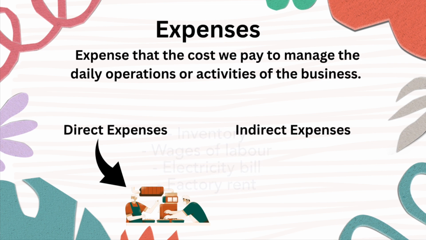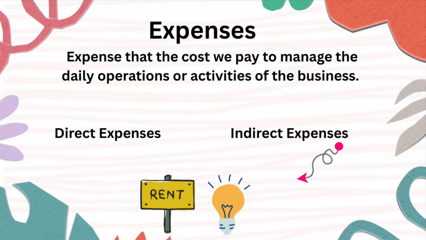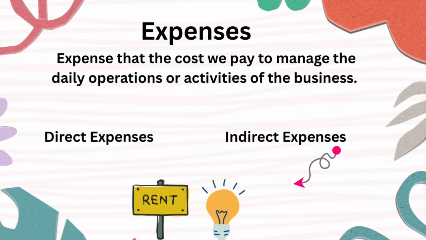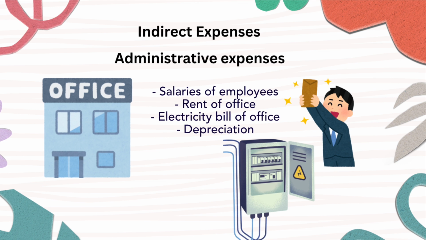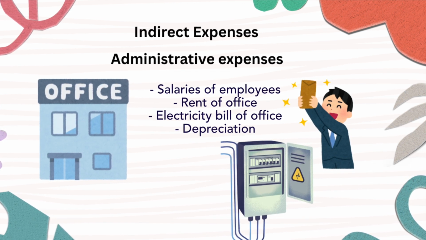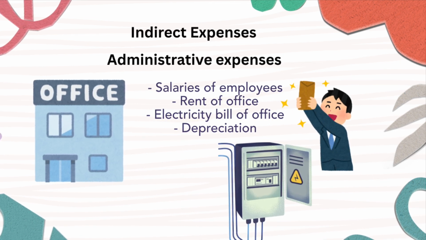Now, there are certain indirect expenses. Indirect expenses are those which are indirectly related to production. For example, there are certain administrative expenses like salaries of employees, rent of office, electricity bill of office, and depreciation. All administrative expenses are considered as indirect expense.